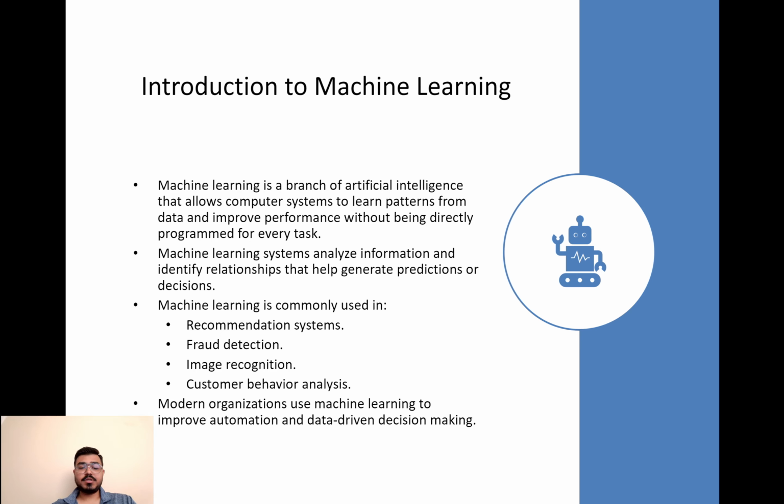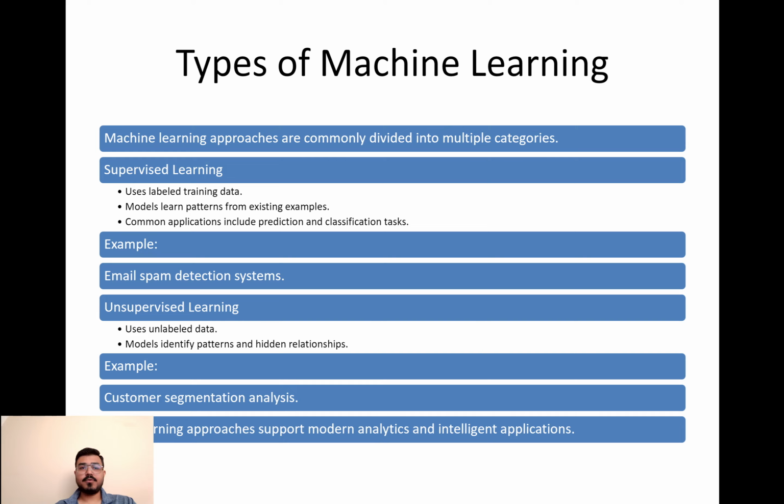So, recommendation systems are one example. Streaming platforms and online shopping applications often suggest content or products based on user activity. Detection is another important application. Banks and financial systems use machine learning to identify suspicious transactions. Machine learning also supports image recognition and customer behavior analysis. Modern organizations use machine learning to improve automation and support data-driven decision making. Let's move to the next slide.